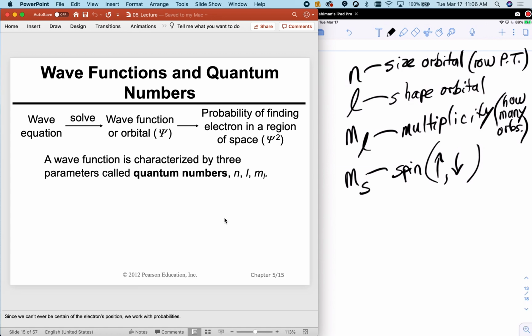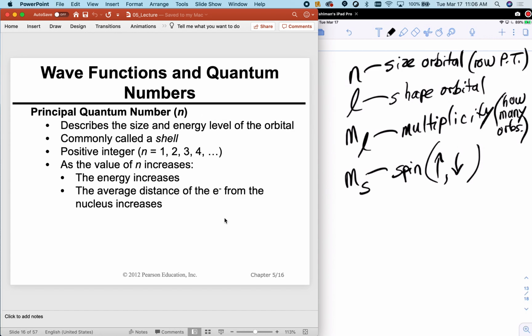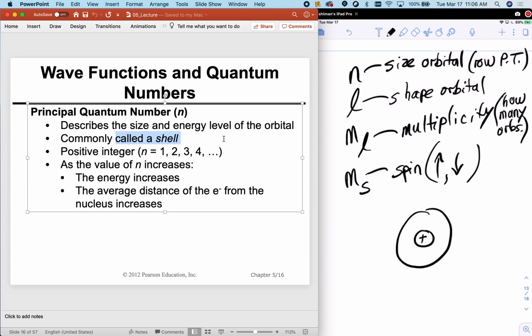And then we're going to look at more details a bit. So the principal quantum number, so n. It's really the size, the energy level. This is sometimes called a shell. And so in the Bohr model of the atom, remember where you have a positive nucleus and you've got all these electrons around it, these are the different n's. So this would be n equals 1, that's n equals 2, etc.